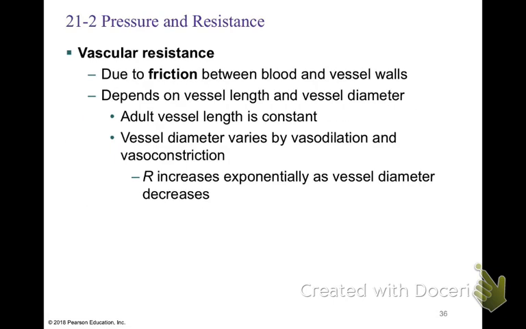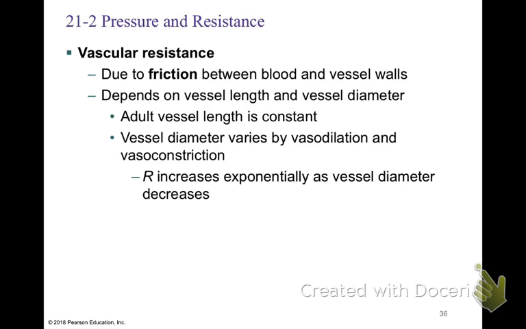So vascular resistance is due to the friction between the blood itself and the walls of the vessels. Now, that friction is going to be determined, at least in part, by the slick endothelial surface, but also by how long the vessels are and how narrow the vessels are.